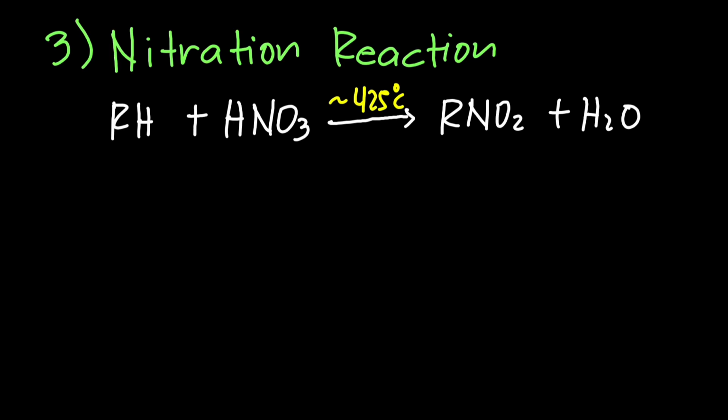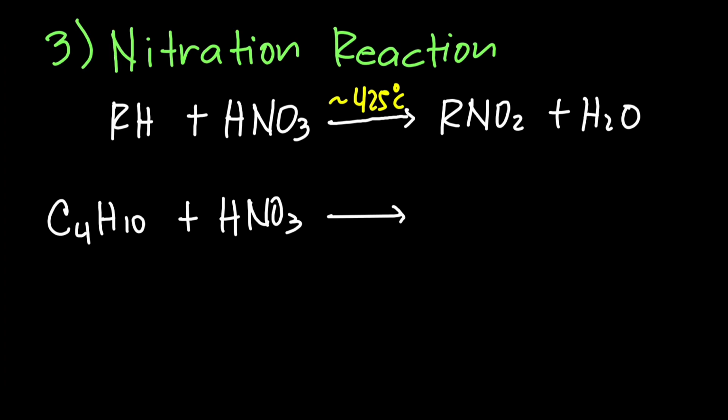Let's try another example, the nitration of butane, which has the formula structure of C4H10 plus nitric acid in the presence of 425 degrees Celsius. Based on the formula here, subtract 1 H here, so this would be C4H9, and get the NO2 from the nitric acid. So this would be C4H9NO2 plus water.